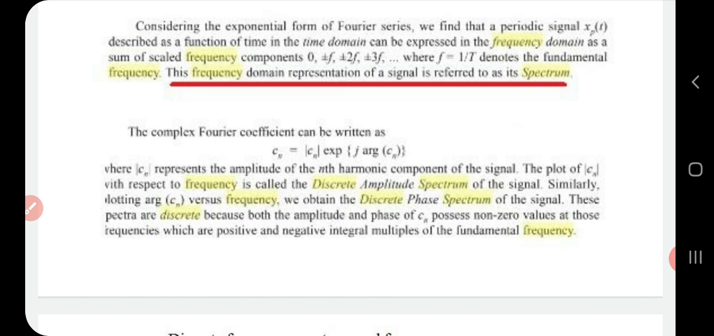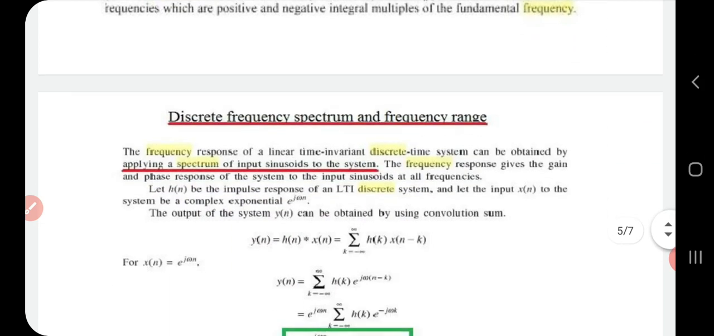So you can get two definitions. The plot of |Cn| versus frequency is called discrete amplitude spectrum, whereas the plot of arg Cn versus frequency is called discrete phase spectrum. Okay, these spectra are discrete. Why? Because amplitude and phase possess non-zero values. Okay, so from here, what is a spectrum? What is meant by discrete spectrum? Then which are the two types of spectra, that is discrete amplitude spectrum and discrete phase spectrum.